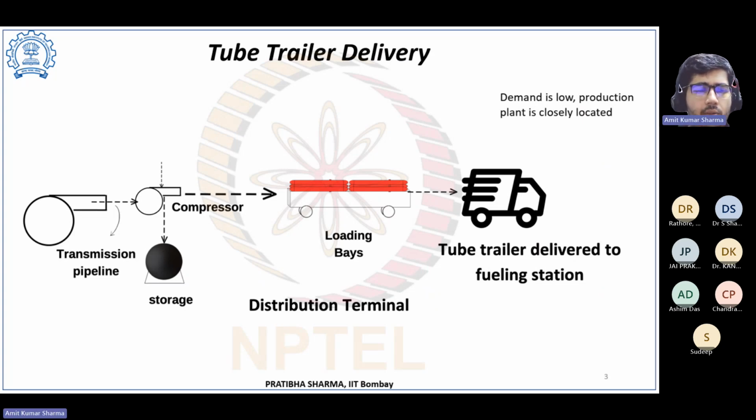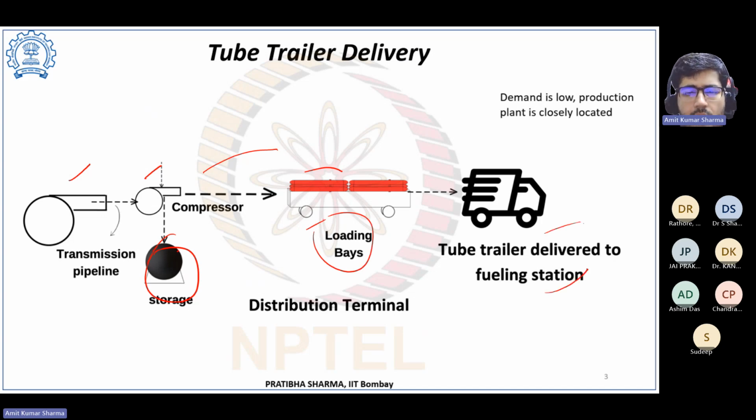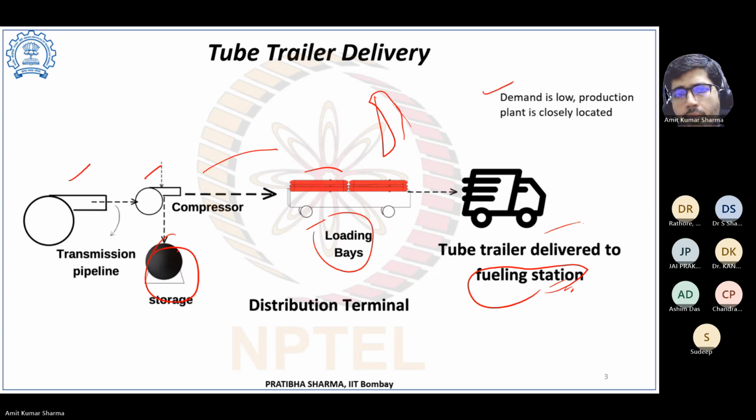Now tube trailer delivery. We can also deliver hydrogen via tube trailer. We have hydrogen from the transmission pipeline. We can compress it, store it, and after compressing, fill it into cylinders in loading bays. Then we deliver via tube trailer to the fueling stations, like you have seen with CNG. CNG uses tube trailers and CNG dispensation. You can see there are cascades, filled cylinders connected in series, filling the vehicles. It is used when demand is low and the production plant is closely located. It's only useful in this case.